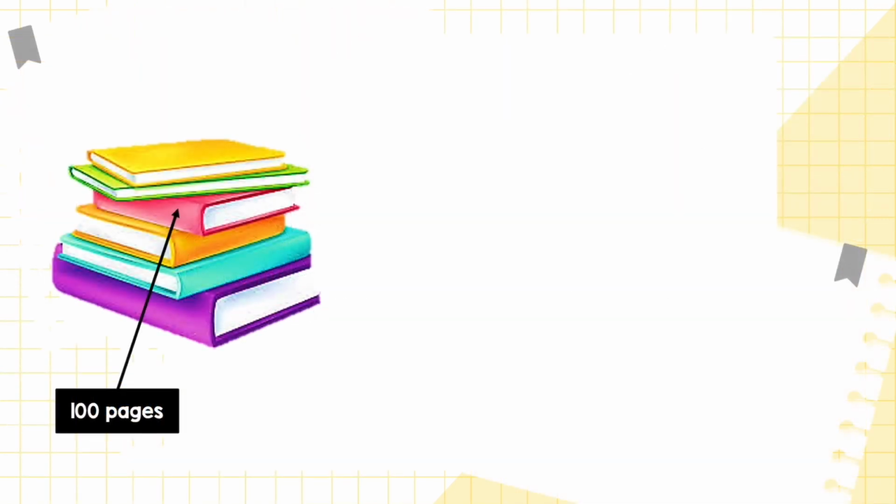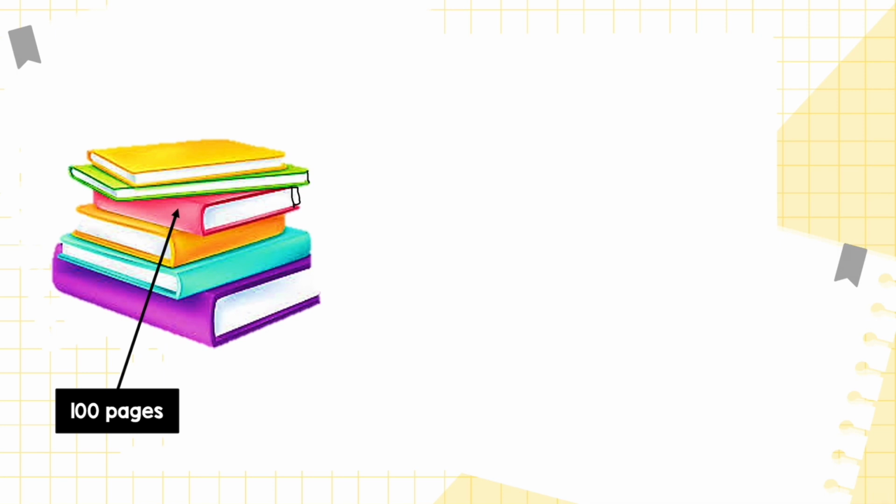Next one, let's say we have a stack of books. We have yellow, green, pink, orange, blue and purple books. Let's say the number of pages for the pink book has been given to you, which is 100 pages. Now, can you guess the number of pages in the green book if you compare it with the pink book? As you can see, this is the height of the pink book, alright?